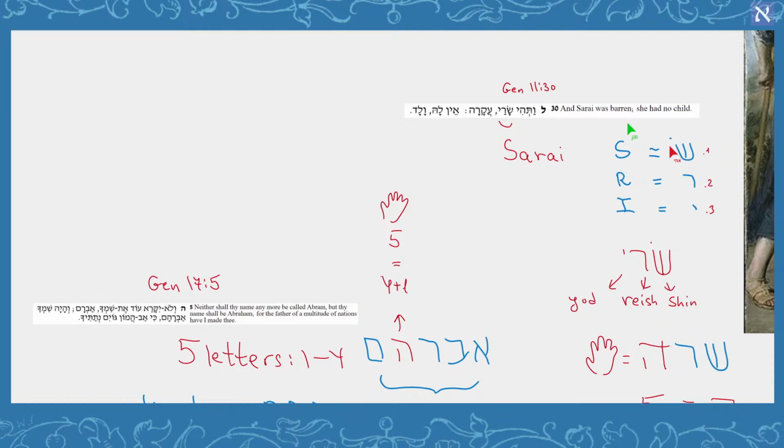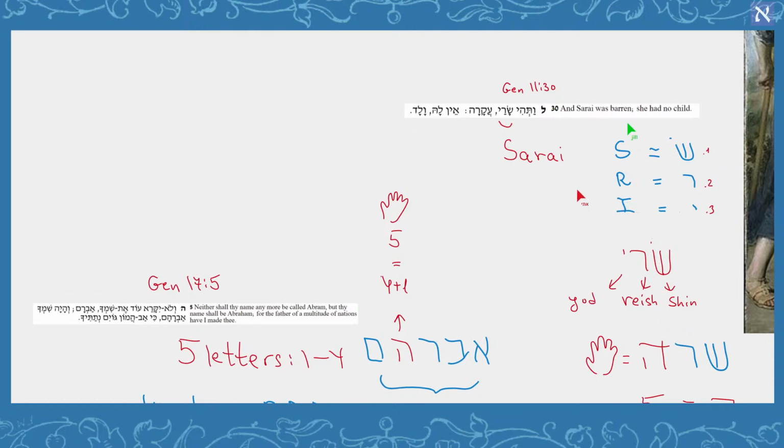What we did here on the whiteboard, we wrote the three letters. We wrote the letter Shin. It looks like a fork basically. And when it has a left dot, we pronounce it like S in English. And the second letter is Resh, and we pronounce it like R in English. And the last is Yod, and we pronounce it like I in English.